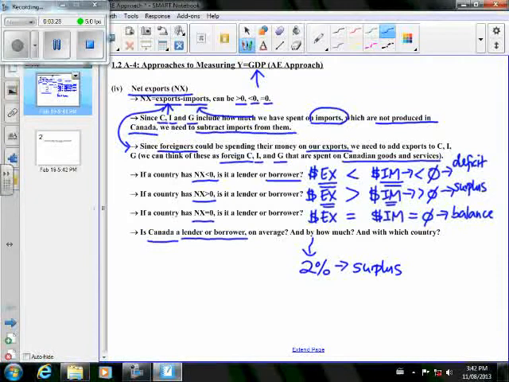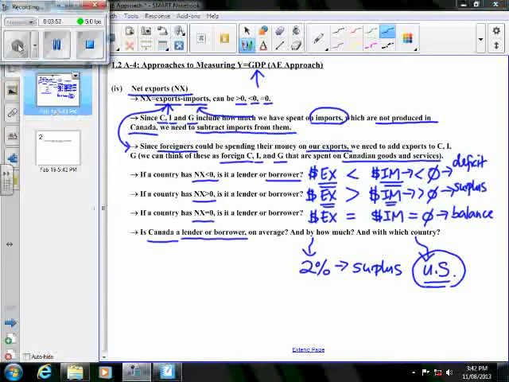Mostly with which country though? Probably no surprise. Most of our imports and exports are with the US. About 75% of what we export goes to the US. About 55 to 60% of what we import is also coming from the US. On average, Canada runs a small trade surplus, but there is an exception.